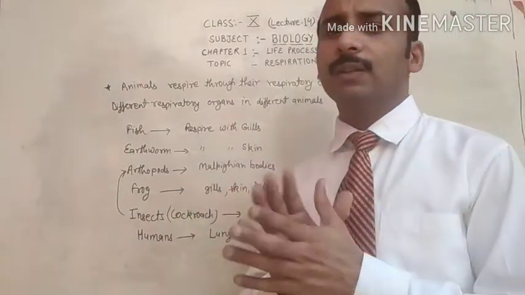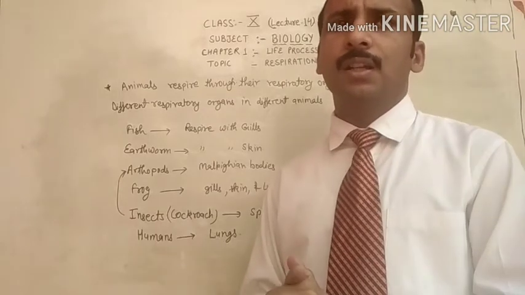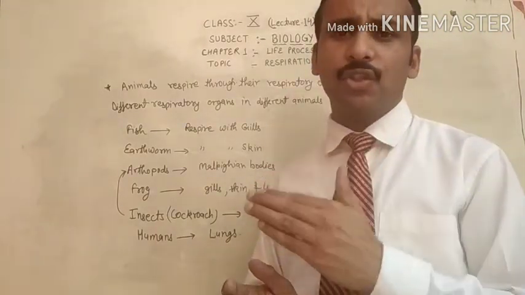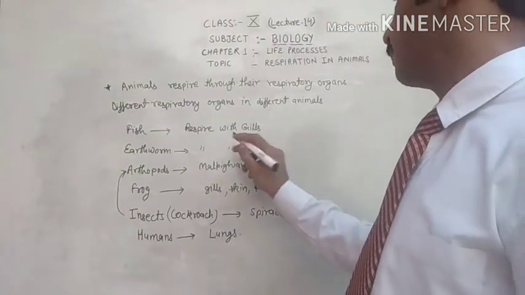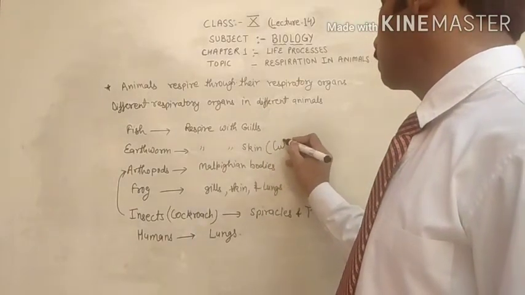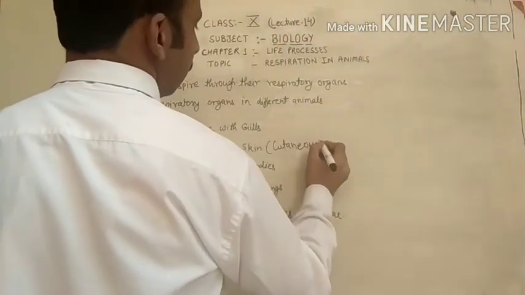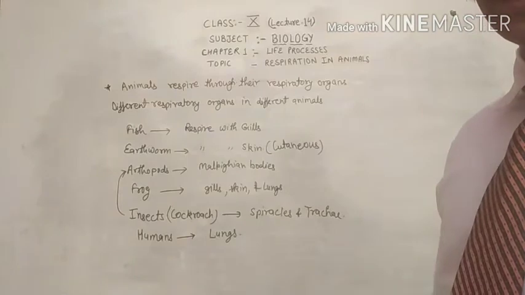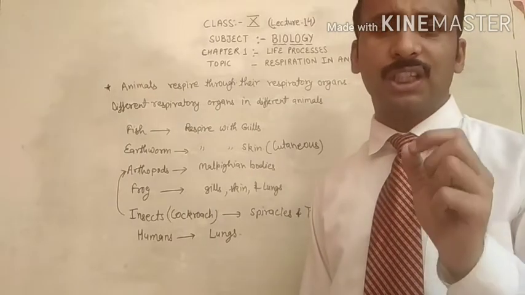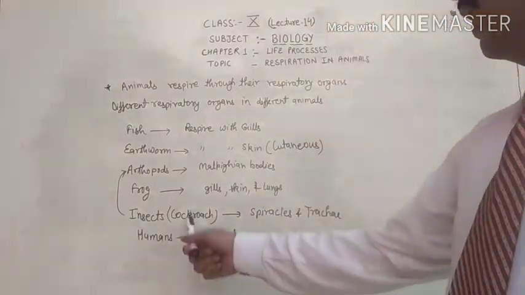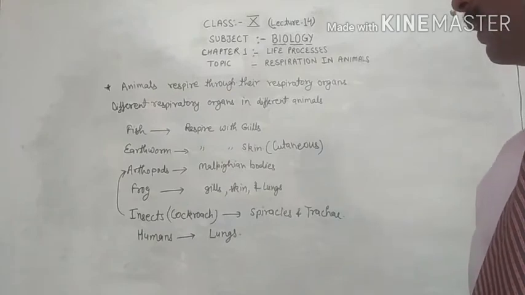The earthworm's skin is very thin and slimy. Due to that, the earthworm can exchange the gases through their skin, and that is called cutaneous respiration. Cutaneous respiration means the respiration in which the gaseous exchange takes place through the skin. In arthropods, special cells are present, called the Malpighian bodies.